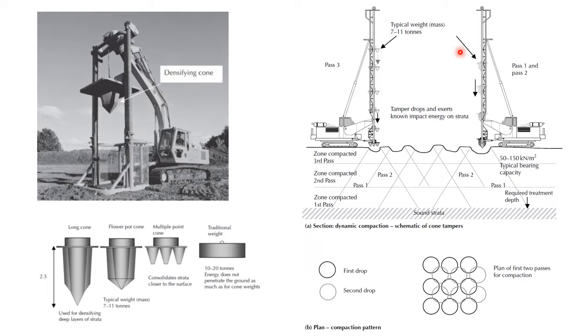Three passes are used in this example to achieve the required compaction and consolidation. Initial tamping is undertaken using a single point tamper. The tamper is up to 2.5 meters long with a mass of 10 tons. The ground is tamped on a grid, with the objective of densifying deep layers.